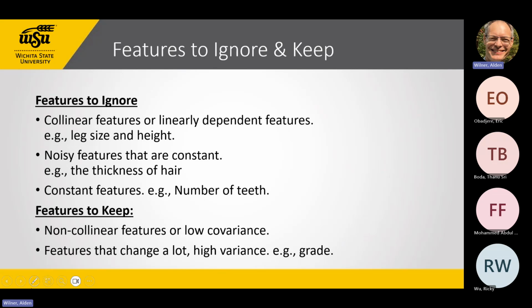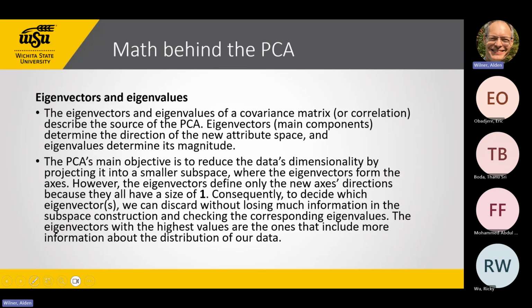So the features that we do want to keep are things that are non-collinear, that have low covariance, features that change a lot, that have high variance, in other words, the grades. The eigenvectors and the eigenvalues of the covariance matrix describe the source of our principal component analysis. An eigenvector is the direction of the new attribute space, and the eigenvalue is how big the attribute is. So vector is direction, value is size, magnitude.